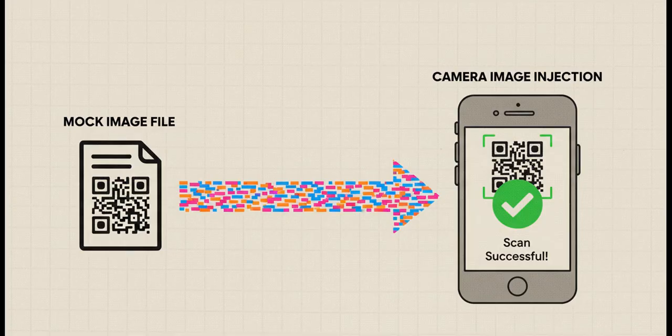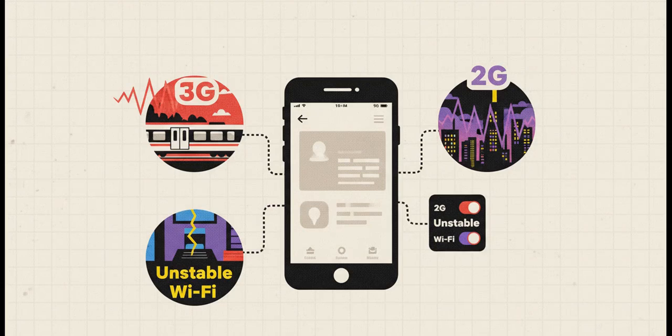And what about apps that need the camera? For scanning a QR code for a concert ticket or maybe uploading a picture of your driver's license. With camera image injection, you can automate all of that just by feeding it a sample image. No need to have a physical phone and camera. It's completely seamless.